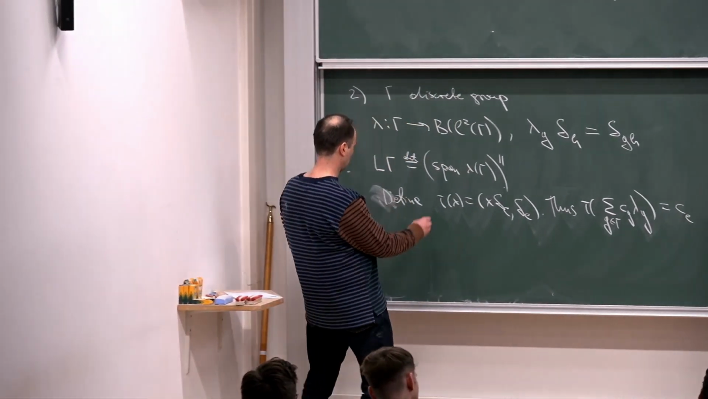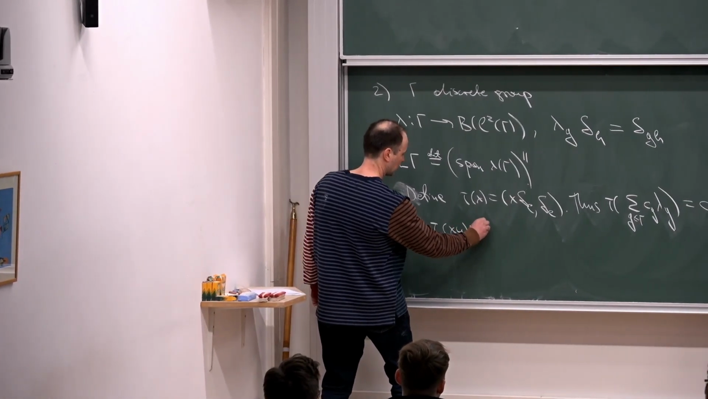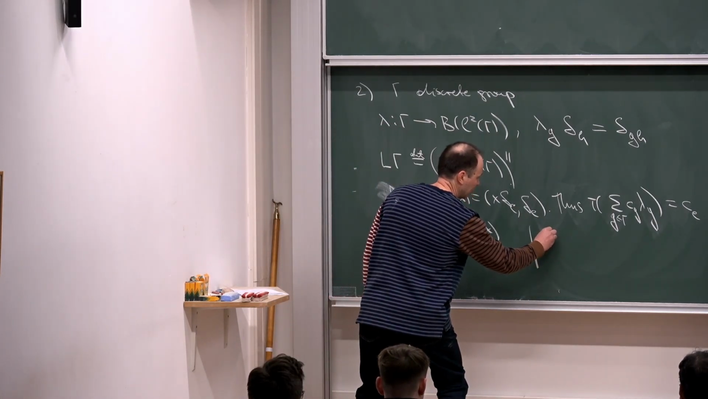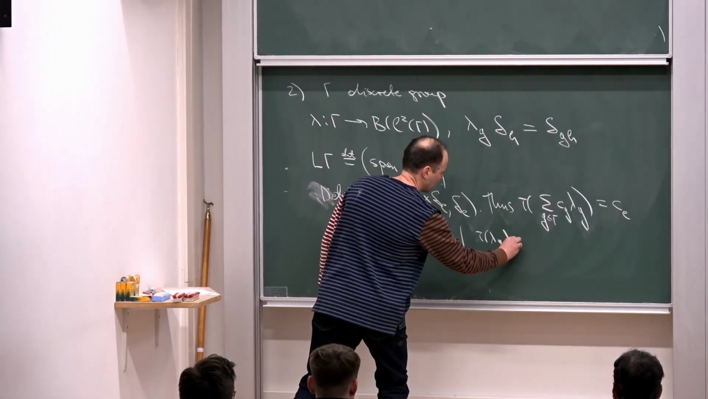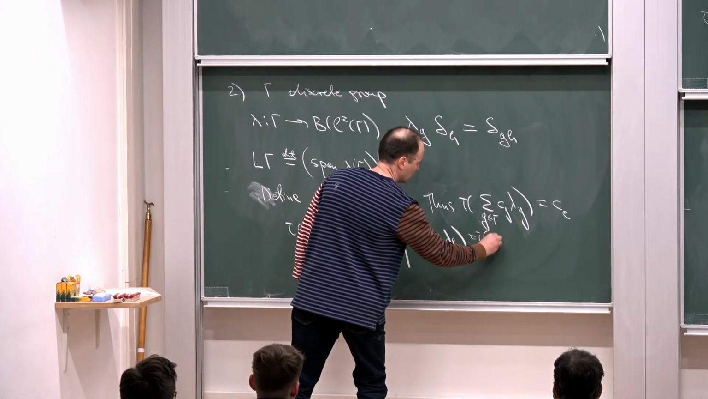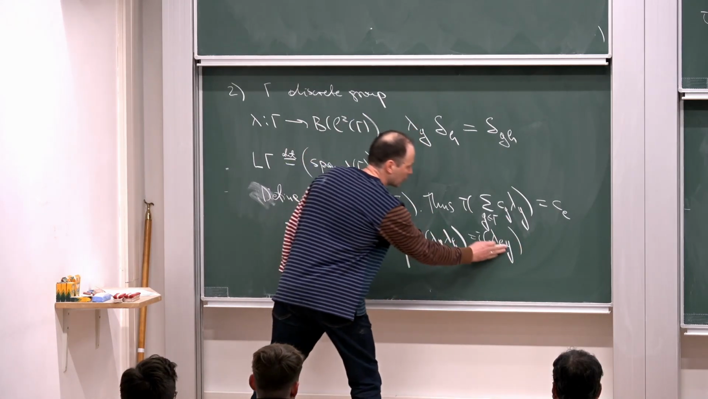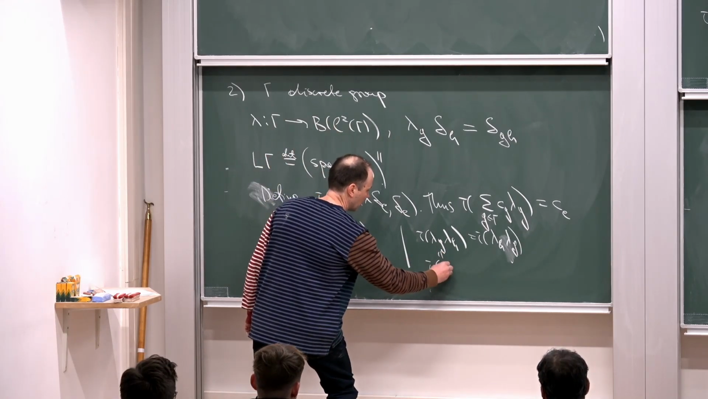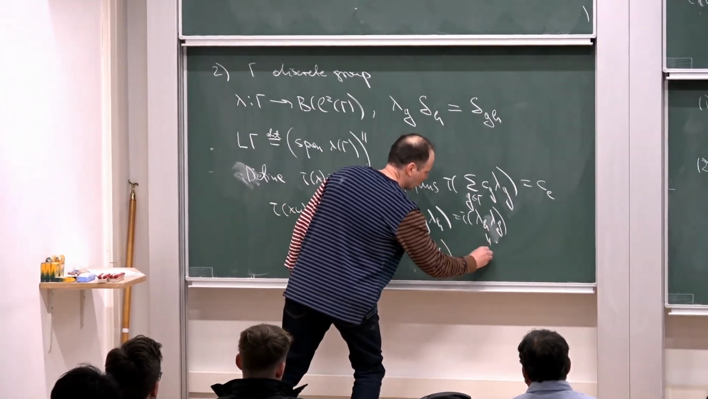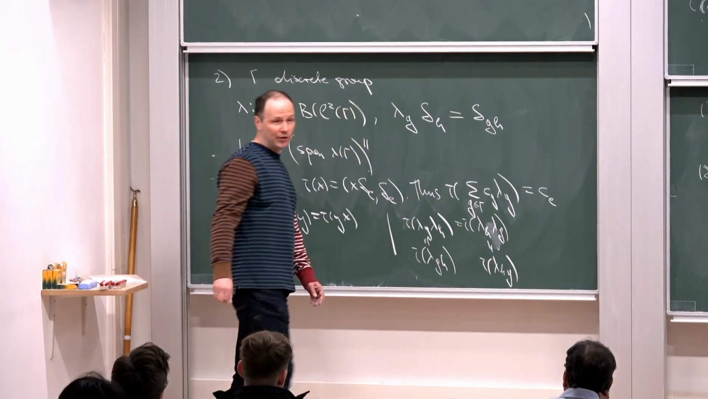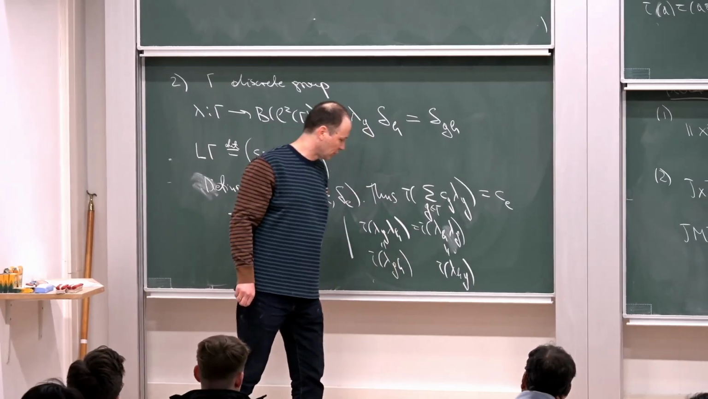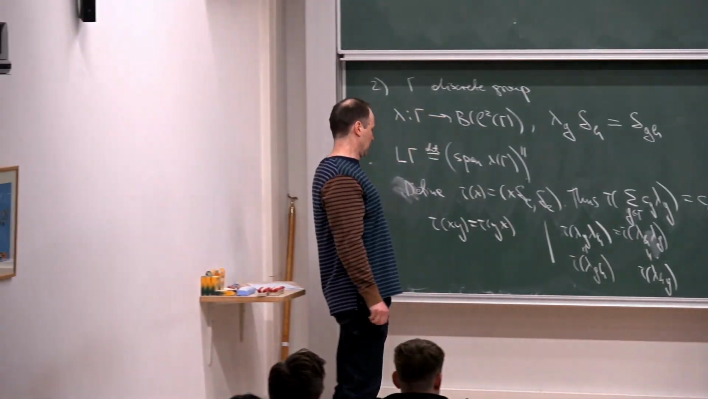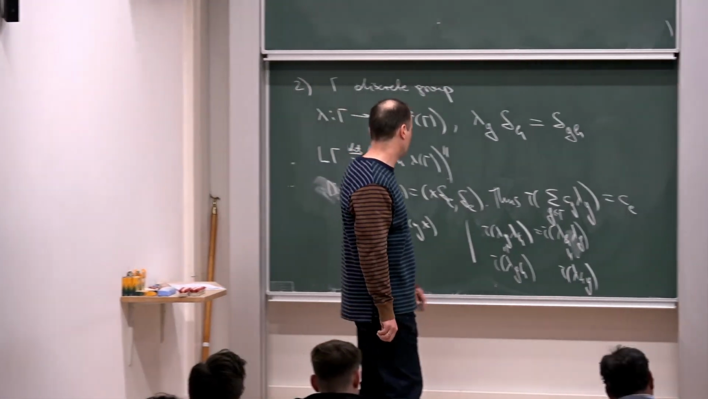And from this, one can easily see that it's actually a tracial state. So you just have to check that tau of lambda g lambda h is equal to tau of lambda h lambda g. Or in other words, you have to check that tau of lambda g h is the same as tau of lambda h g. And this is certainly the case because we're supposed to pick up the coefficient of 1, so this is non-zero only if g and h are inverse to each other. The same is true here. So therefore, we're exactly in the situation which we considered.